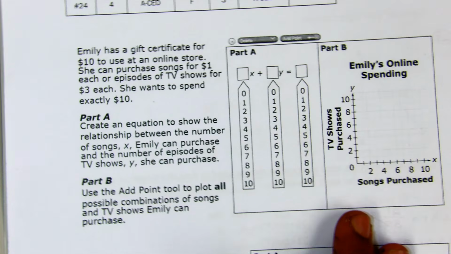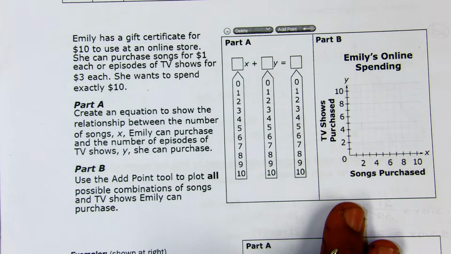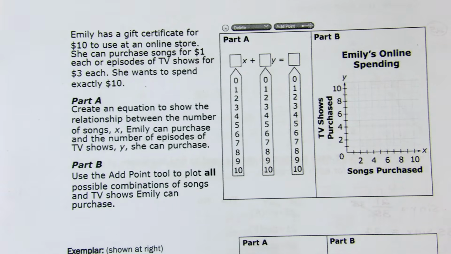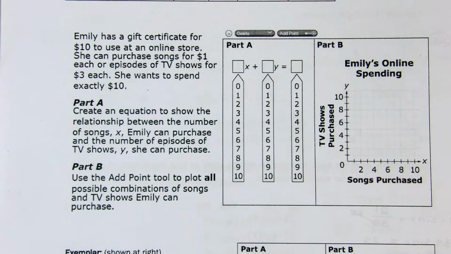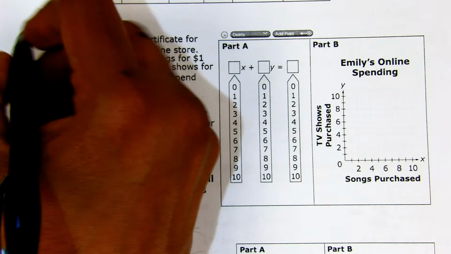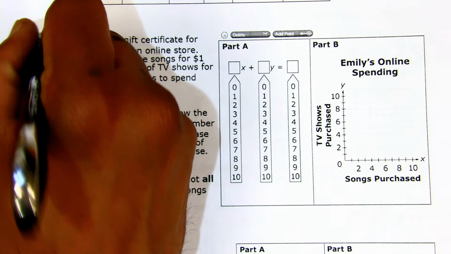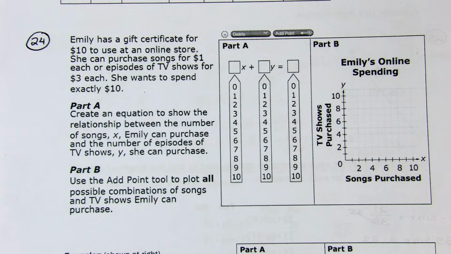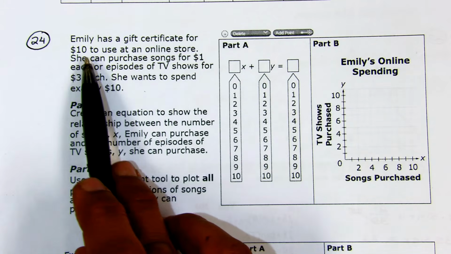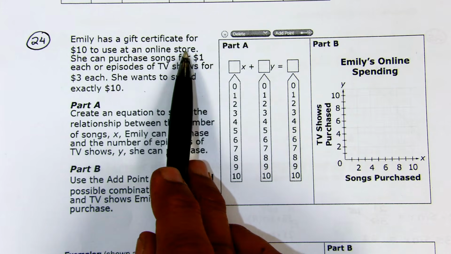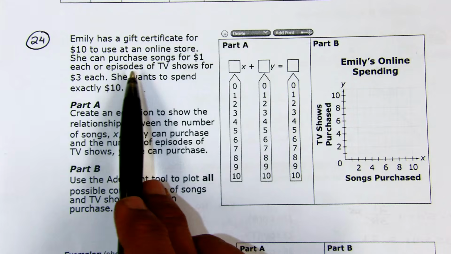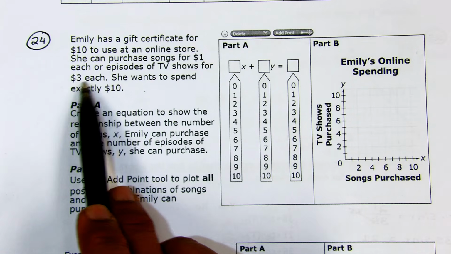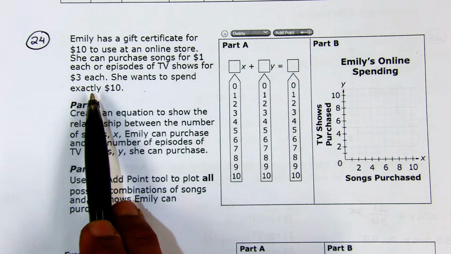All right, guys. Let's look at this question. This is question 24 on the Smarter Balanced practice exam, and let's see if we can do this one. All right, so let's read it. It says, Emily has a gift certificate for $10 to use at an online store. She can purchase songs for $1 each, and episodes of TV shows for $3 each. She wants to spend exactly $10.